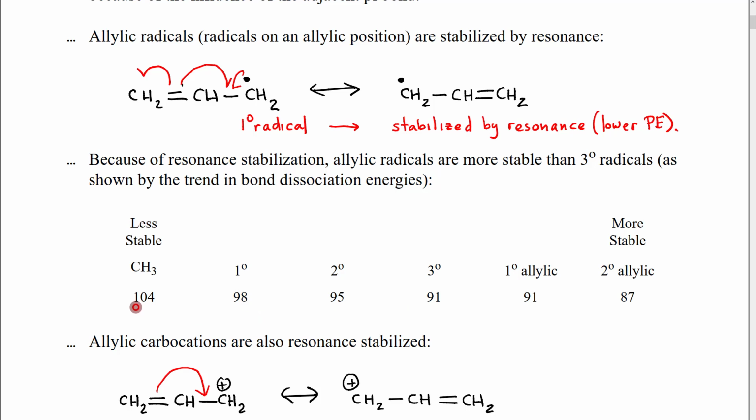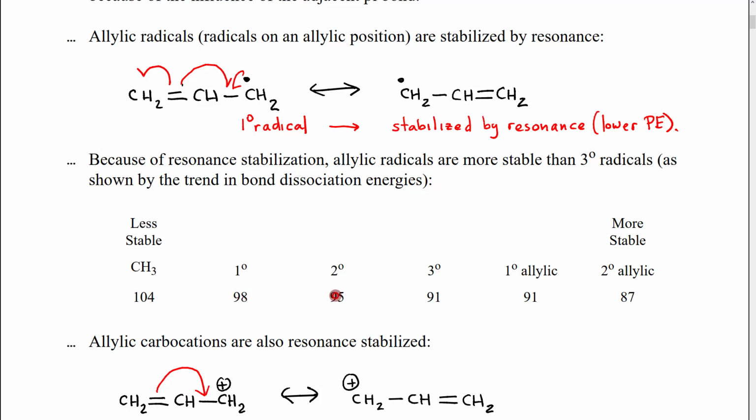We actually have a rough measure of the stability in the bond dissociation energy of the various carbon-hydrogen bonds that would make the radical. When we take a primary radical and we allow it to become allylic, the resonance stabilization lowers the bond dissociation energy by about 7 kilocalories, making it just about as stable as a tertiary radical by itself.